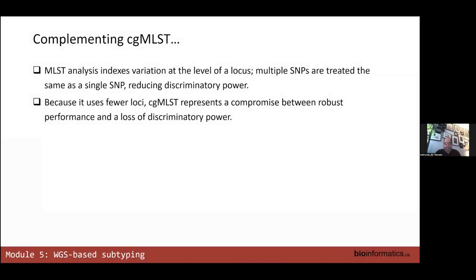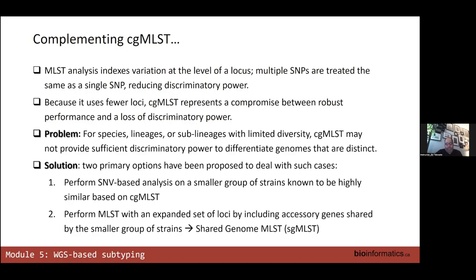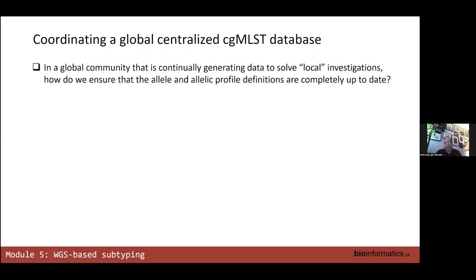A couple of additional considerations. I'm pretty close here. We know that cgMLST is a compromise. You want robust performance, but you're going to lose discriminatory power because we're not using all the genes, we're only using core, and for every gene we're taking the sequence and collapsing it to a single allele. So this discriminatory power is just not enough, and it has to be supplemented with analysis with higher discriminatory power, either SNVs or MLST with more genes, but on a smaller number of genomes. Once you know that you have a family, you dig in with those approaches.